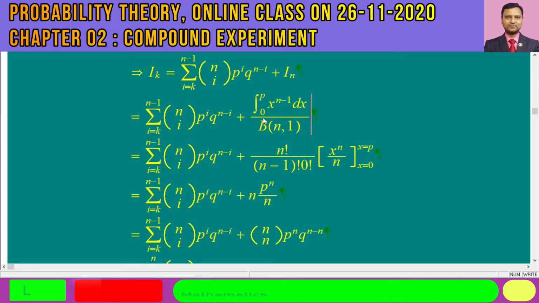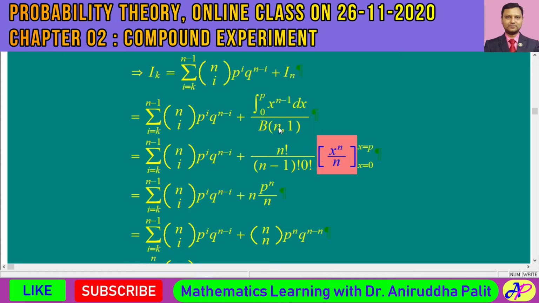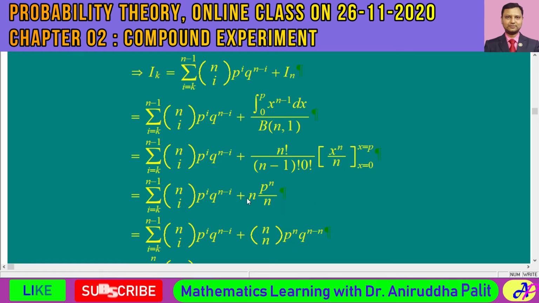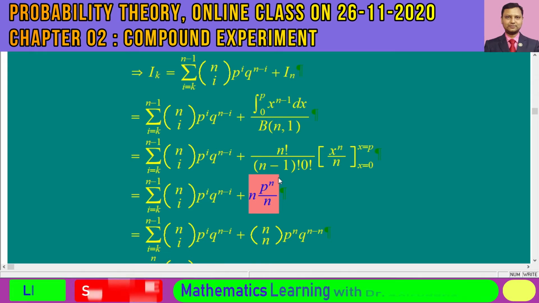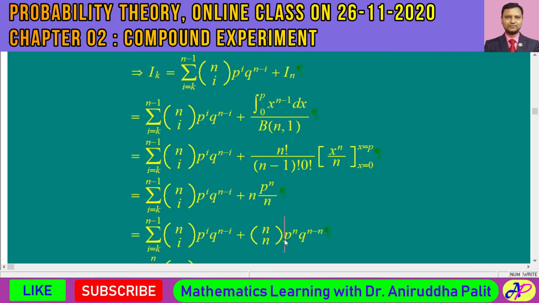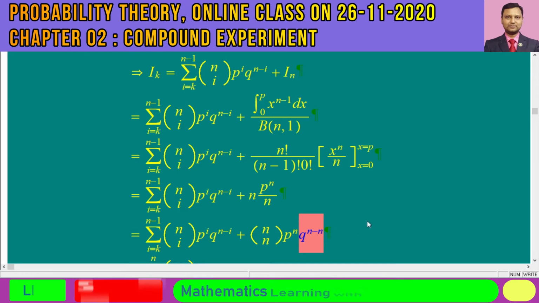Now it is easy to integrate this expression, and by putting the lower limit and upper limit, we ultimately get this kind of result. Simply that is p to the power of n, and the n and n get cancelled. So ultimately we will have p to the power of n only, but multiplied by nCn, which is equal to 1, and q to the power of n minus n, that is also equal to 1.